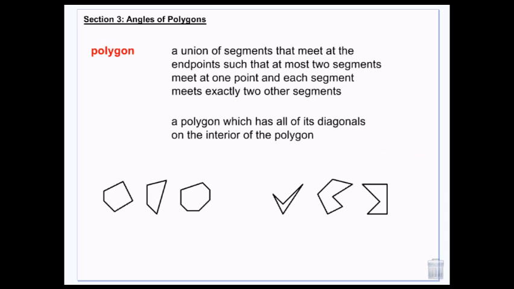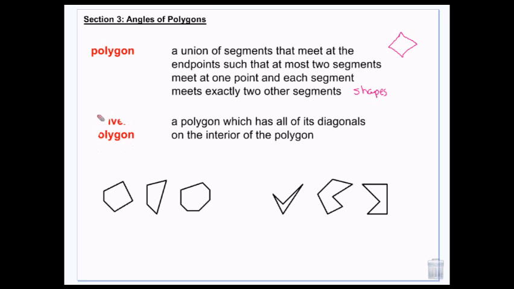So this is not a polygon. Or, I don't know, something like this, because there's more than one side meeting at one place. So these are not polygons. Basically, shapes. Okay?